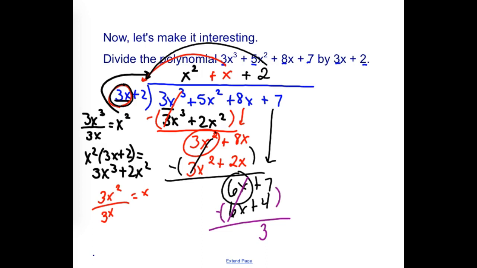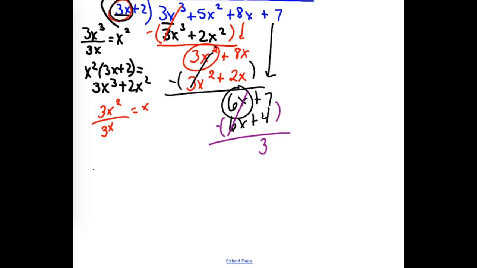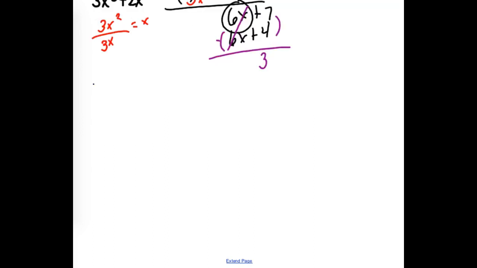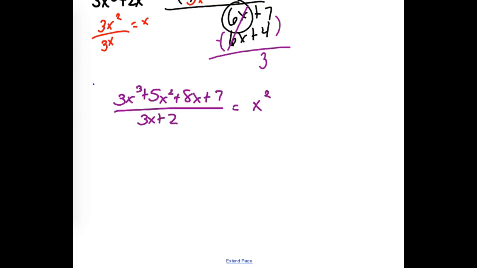So I would say that if I am taking 3x cubed plus 5x squared plus 8x plus 7, and I'm dividing by 3x plus 2, my answer came out to be what I had on top, x squared plus x plus 2, and then this is my remainder, and I was dividing by 3x plus 2. Okay? That's considered fraction form for our answer.